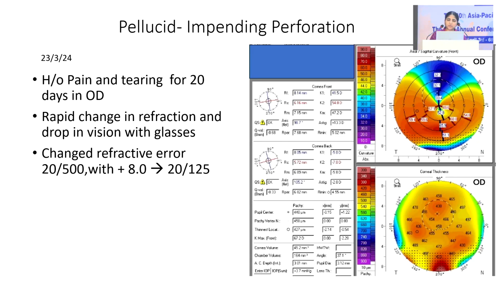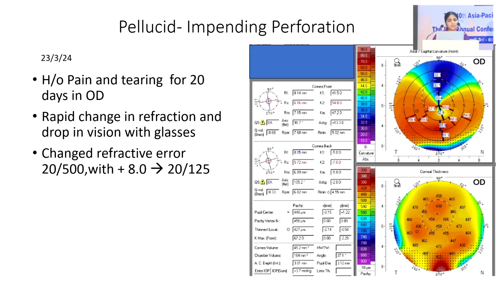In pellucid, there's one more important thing to understand: an important clinical sign of an impending perforation, and there are certain signs which can herald a perforation. In this condition, apart from eye drops, we can have a spontaneous perforation. So this was one patient who presented with a history of pain and tearing of 20 days duration.